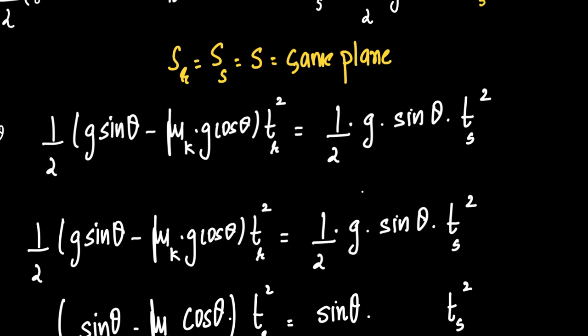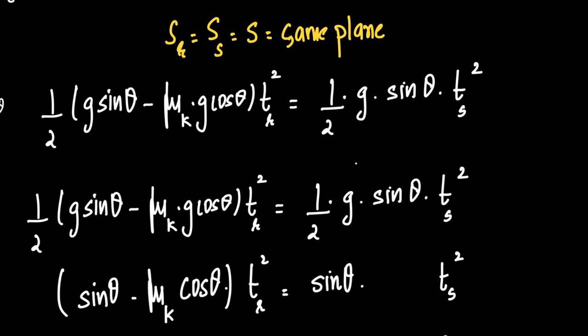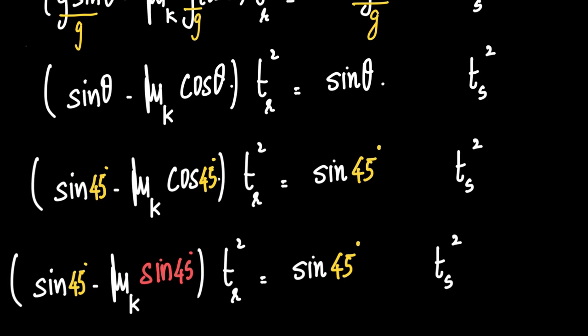So the first step would be to remove half from both sides. Now what do we have? g sin theta minus mu k g cos theta TR square is equal to g sin theta TS square, right? Now every term has g, so I'll divide this complete equation by g. So g is eliminated from the set of equations. Now what we have here is sin theta minus mu k cos theta TR square is equal to sin theta into TS square. Now, what's the value of theta? Theta is 45, so sin theta is sin 45, and cos theta is cos 45.